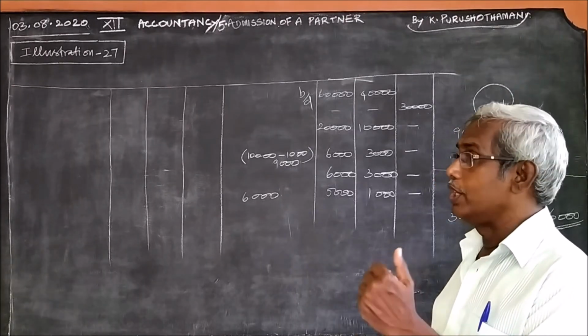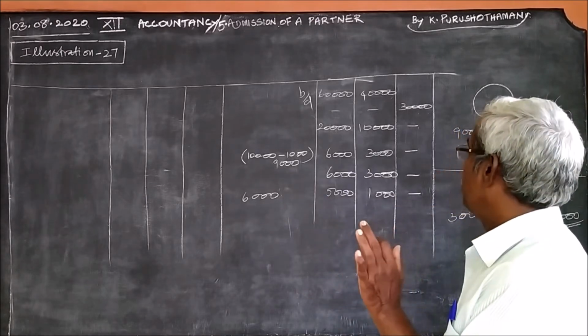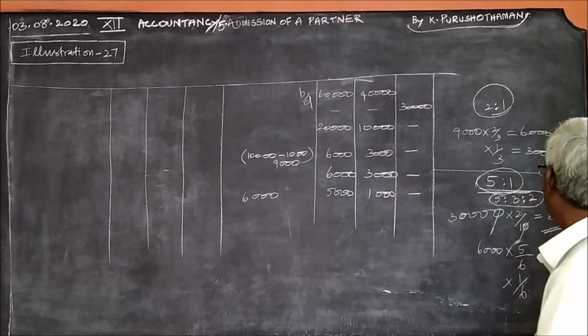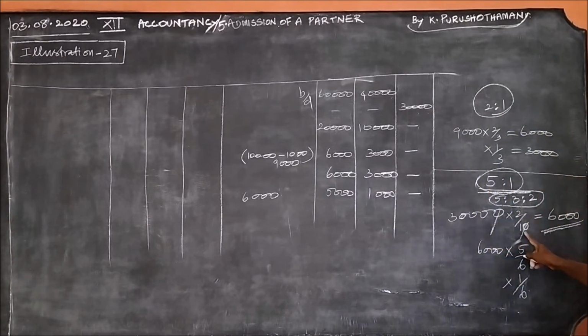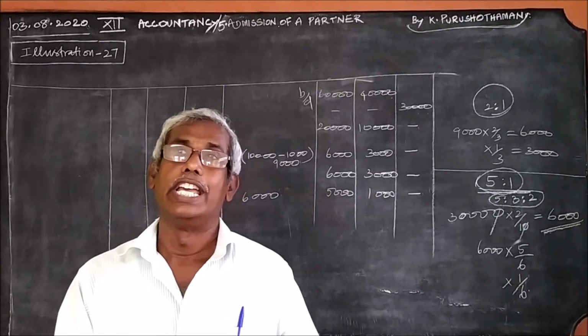Instead of the share, they have given the new ratio, 5:3:2. Therefore, the new partner's share is 2/10. Out of 30,000, 2/10 is 6,000. And therefore, the new partner's share of goodwill is 6,000. This 6,000 should be brought in by the new partner. Therefore, that 6,000 into the sacrificing ratio 5:1, 5/6 and 1/6, that is 5,000, 1,000. That is how we got 5,000 and 1,000 there.